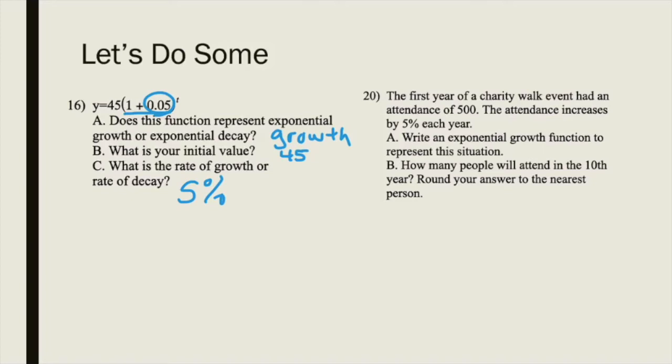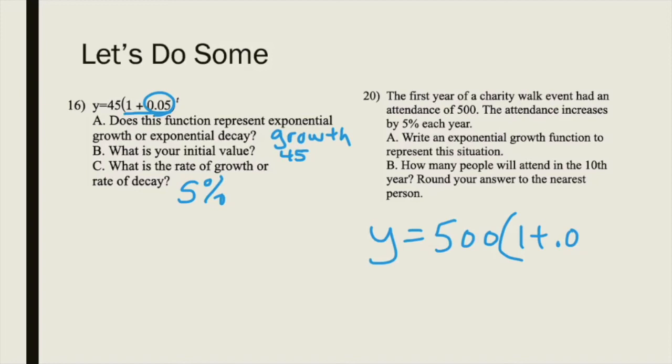This is number 20, by the way. The first year of a charity walk event had an attendance of 500. The attendance increased by 5% each year. Letter A. Write the exponential growth function to represent this situation. So I'm going to have y equals what? 500, in open parentheses, 1 plus 0.05.